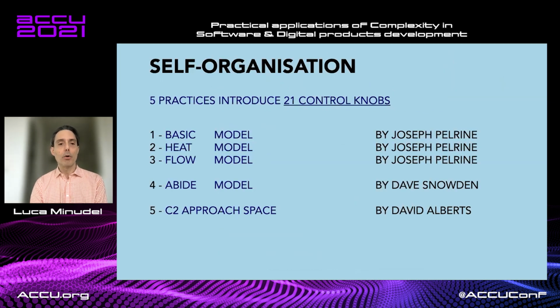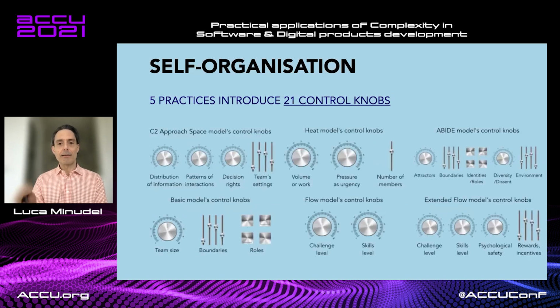In the catalog, there are overall 5 practices related to complexity that you can use to orient self-organization toward positive outcomes. And those 5 practices introduce overall 21 knobs. The practices are listed from the smaller to the bigger. And this is important because the first practice is smaller, and it is easier to introduce that practice to your team, to start to introduce the basic vocabulary, the basic concepts, and the idea of complexity from a practical point of view. Here you've got a picture with all the 21 control knobs introduced by these 5 practices, and the description of every single control knob.